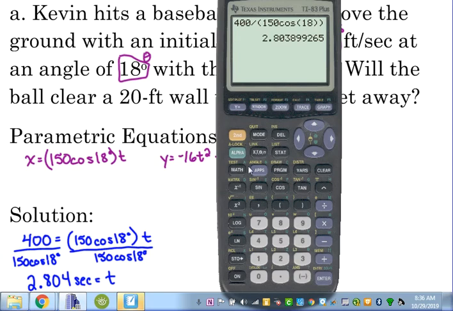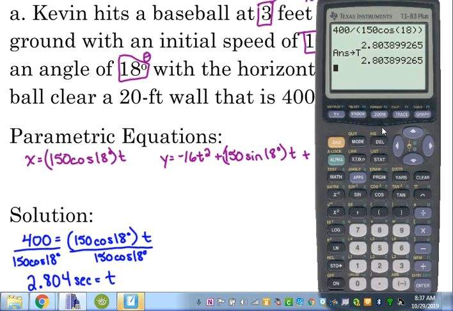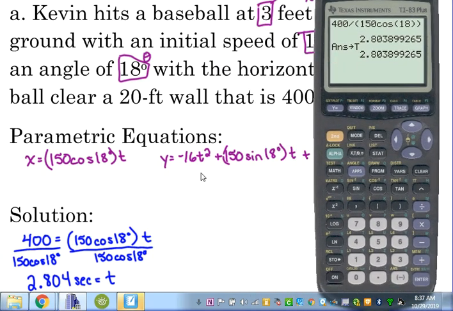For the sake of not losing precision, let's store that as t. I'm in parametric mode, so when I press the X button, it uses t. I'm going to store that as t, which works out really well because t is what I have in my other equation. The question is, at that time, what's my vertical height? So plug that into the y equation: negative 16 t squared plus 150 sine 18 times t plus 3.